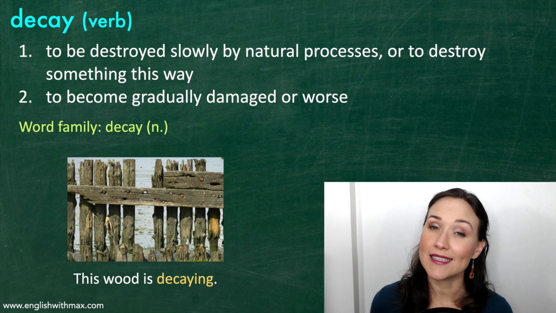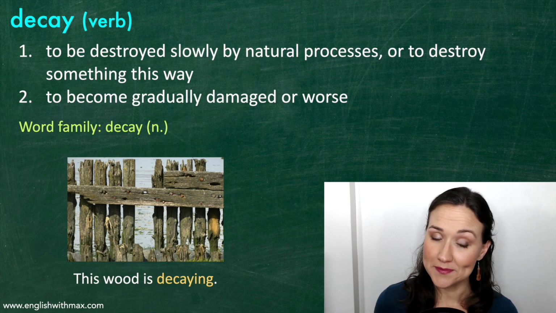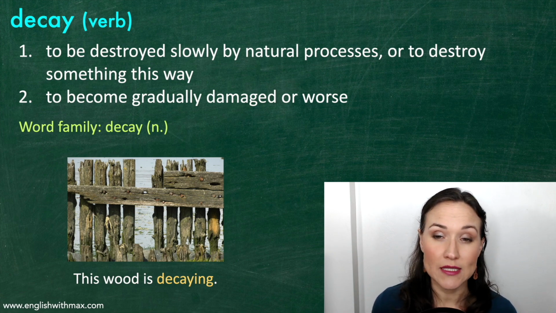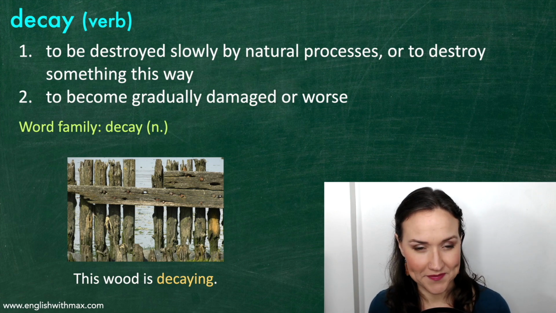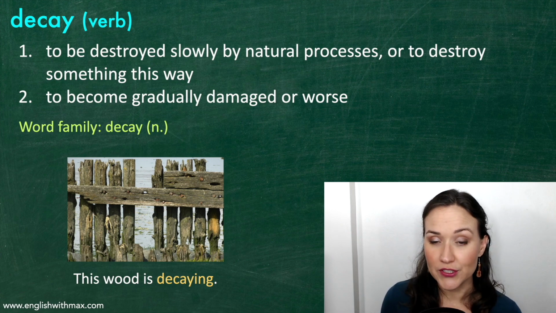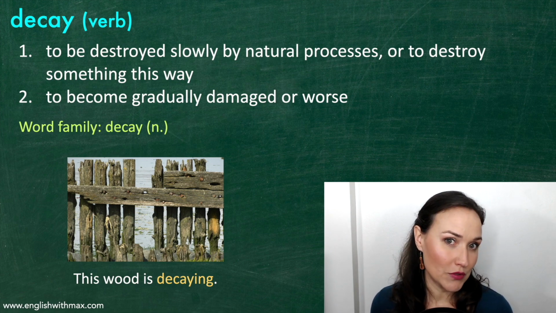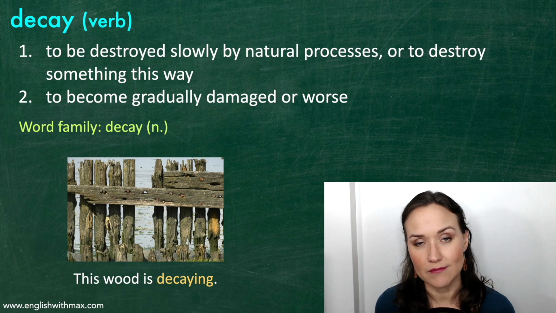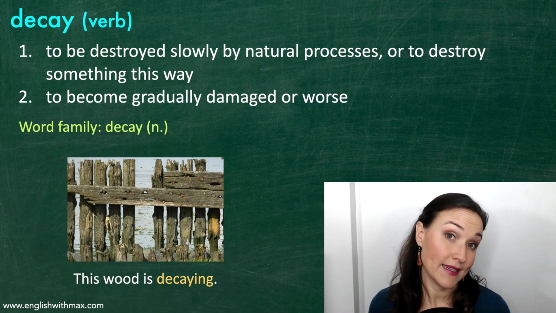This word is decay. Decay. It's a verb. It has a couple of meanings. Number one, to be destroyed slowly by natural processes, or to destroy something this way. Number two, to become gradually damaged or worse. The noun is also decay. It means the process or result of decaying. This wood is decaying.